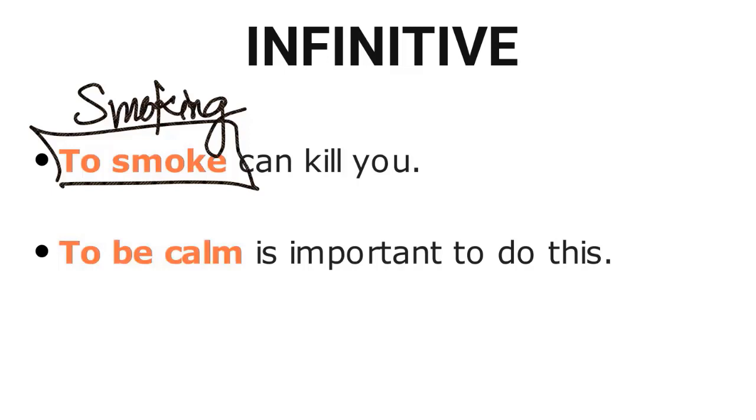To be calm is more important to do this task. To be calm, right? Again, an infinitive phrase: to plus the base form of the verb be. To be calm. Infinitive phrase, right? To be calm is very important to do this. So till now, we've understood what a subject is, different types of subjects, how they look, how they function, how to identify them, right? What qualifies to be a subject? So we've mastered the subject part.